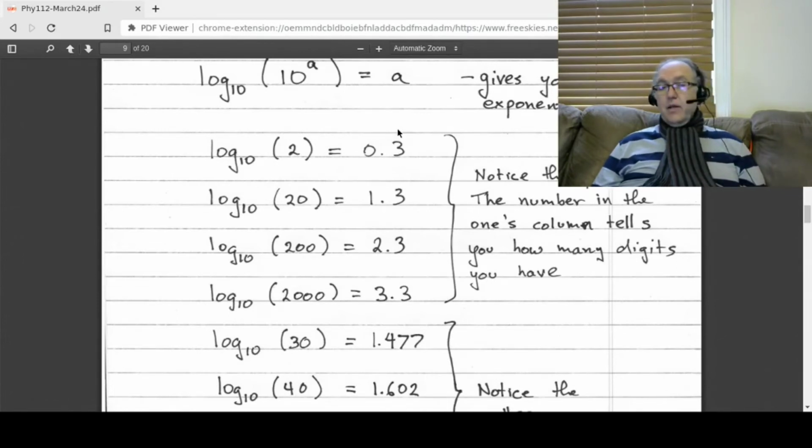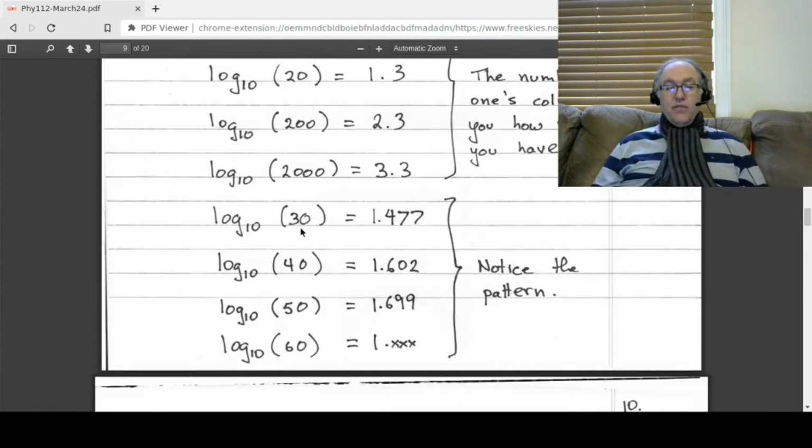You'll notice that the number after the decimal, 0.3, is always the same. That has to do with the fact that this is a 2. But the number in the ones column, that 0, 1, 2, 3, tells you how many digits there are in the number that you're taking the log of. The number in the ones column is always 1 less than the number of digits you have. So for instance, if you did log of 30, there are 2 digits there, so you know the number in the ones column is a 1, because that's 1 less than 2. It's followed by the log of 3, which is 0.477. So the log of 30 is 1.477.